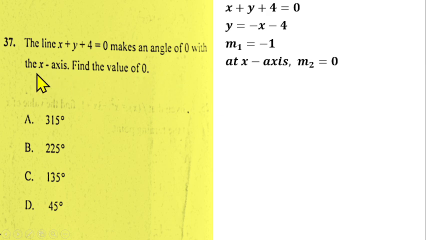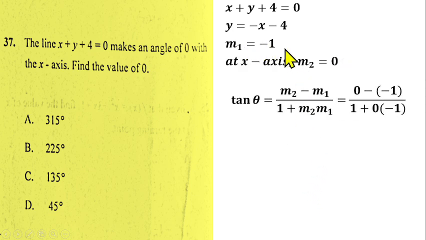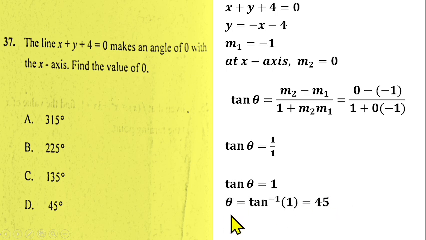Then the x-axis, that this line makes an angle theta with, has a gradient of 0, because the gradient of a horizontal line is equal to 0, likewise that of a vertical line. Now that we know the gradient of the two lines, we can use the formula to find the angle between them: tan theta is equal to m2 minus m1 over 1 plus m1 m2. If you substitute the values of m1 and m2, you have 0 minus open bracket minus 1 over 1 plus 0 multiplied by minus 1. So this will give us 1 over 1, and that should give us 1. So tan inverse of 1 will give us 45 degrees. So the angle between this line and the x-axis is 45 degrees. That makes option D the correct answer for question number 37.